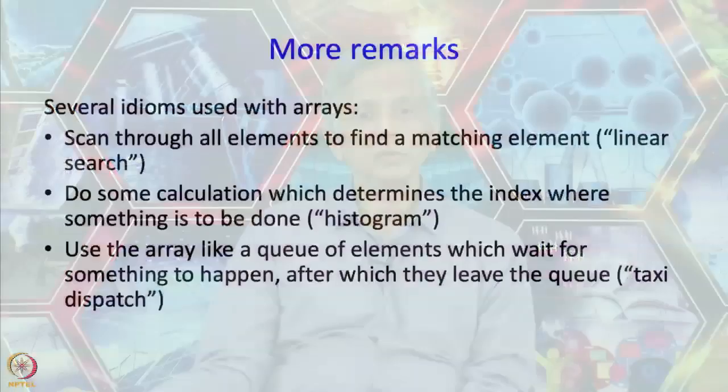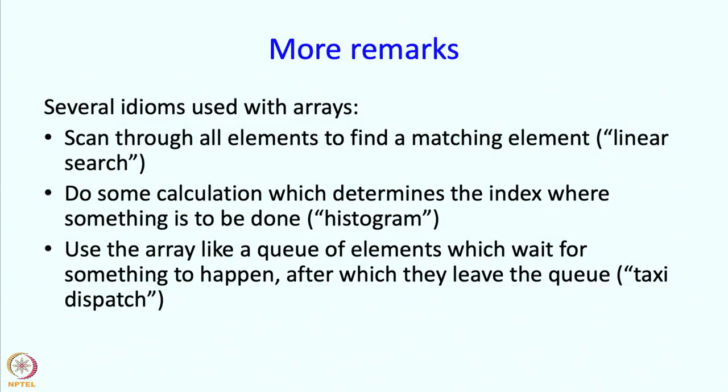You may use an array like a queue of elements, okay, which wait for something to happen, and after which they leave the queue. And this is something that happened in the taxi dispatch example. And of course, we also saw the accumulation idiom, and we also saw the filtering idiom. Okay.